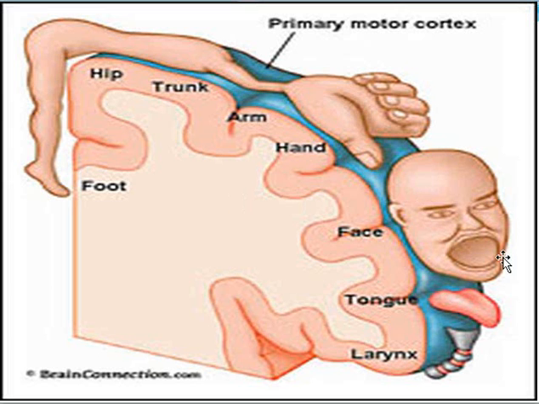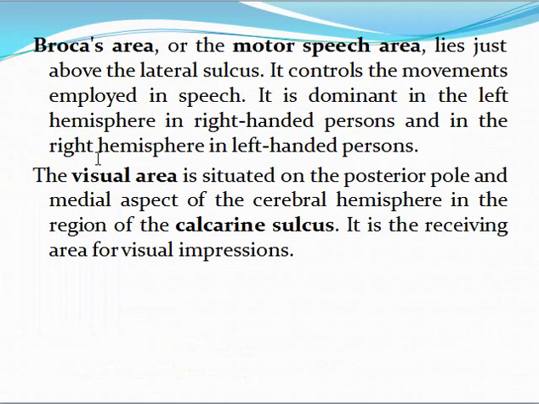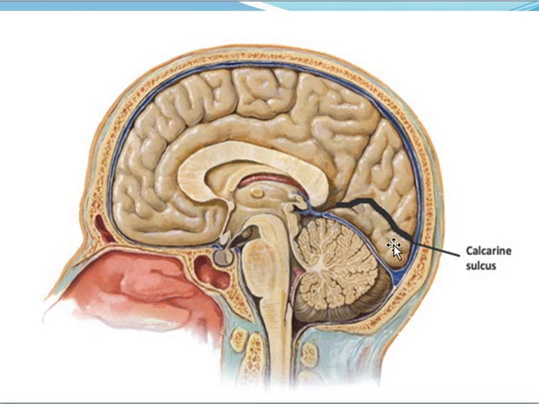This slide shows the lower part of the motor area. For example, the lower part of the cerebrum is responsible for the face, tongue, larynx, and trachea, and the superior part is responsible for the trunk and the foot. This is the area of the calcarine sulcus, the visual area.